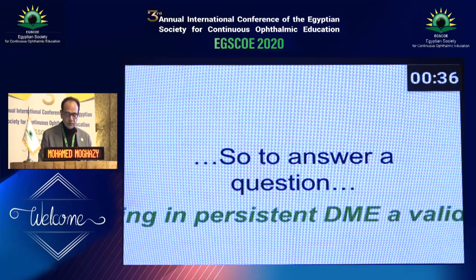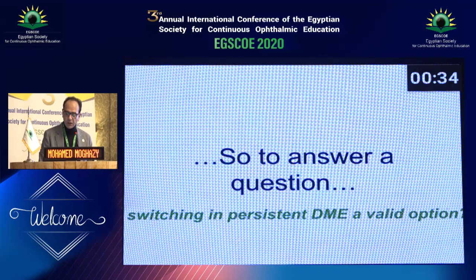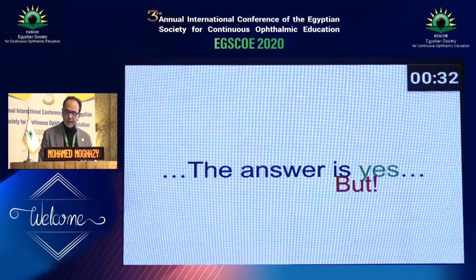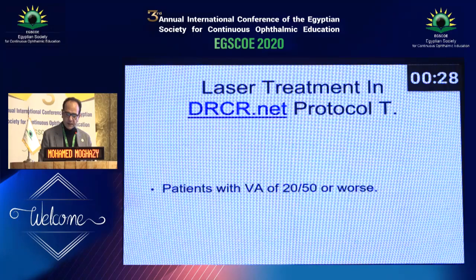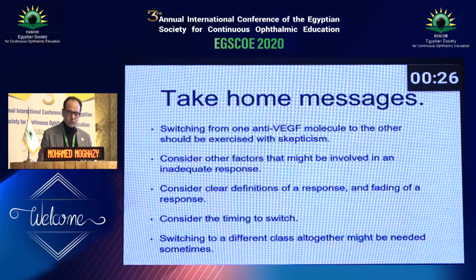So to answer the question, switching in persistent DME is a valid option, yes. I will skip the laser treatments and just go to the take-home messages here. Switching from one anti-VEGF molecule to the other should be exercised with a lot of skepticism. It's not a magical solution. The patient might need more than just a switch to improve, and it can go both ways, from aflibercept to other anti-VEGFs. Consider other factors that might be involved in an inadequate response, like the systemic control of the diabetes.